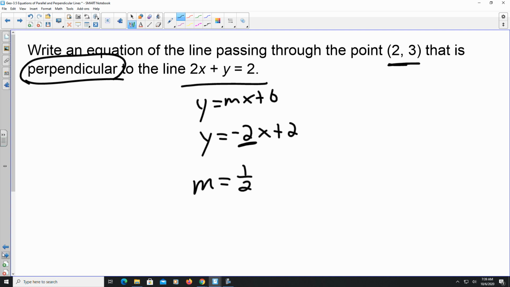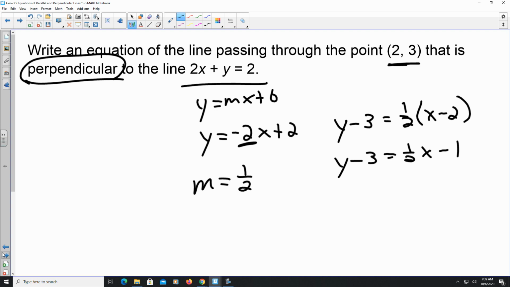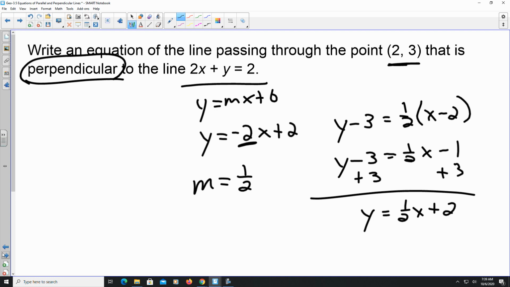I know it crosses at this point, 2 comma 3, so I'm going to say y minus 3, which is y1, equals my slope, +1/2, times the quantity x minus 2. Distributing the 1/2, y minus 3 is equal to 1/2 x minus 1. Then I can add 3 to both sides. Y equals 1/2 x plus 2.